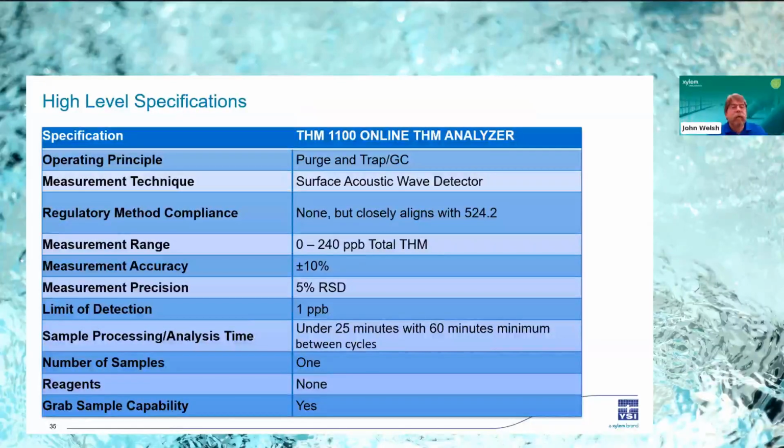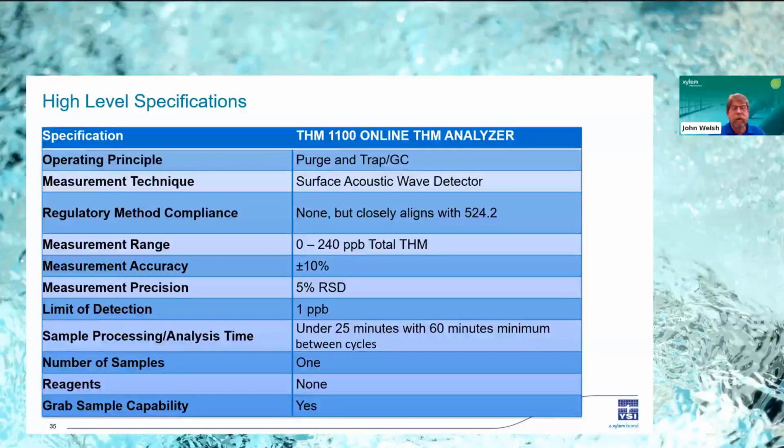And some of the high-level specifications for this instrument, again, the operating principle is purge and trap GC. It uses a slightly different measurement technique as a detector, and I'm not going to go into any detail about this particular detector in this webinar. It has a range of 0 to 240 parts per billion and a limit of detection of 1 ppm compound.